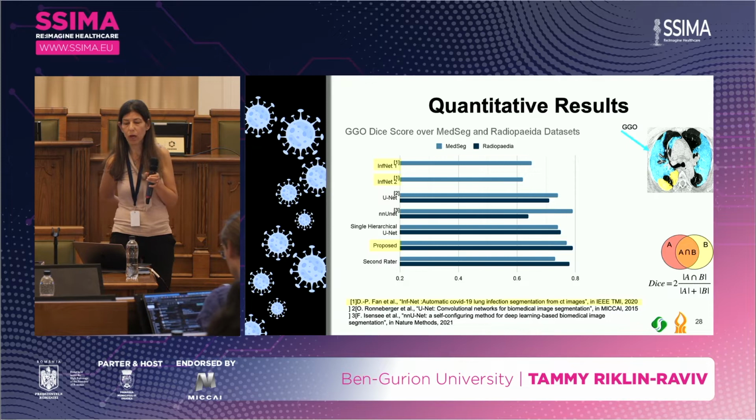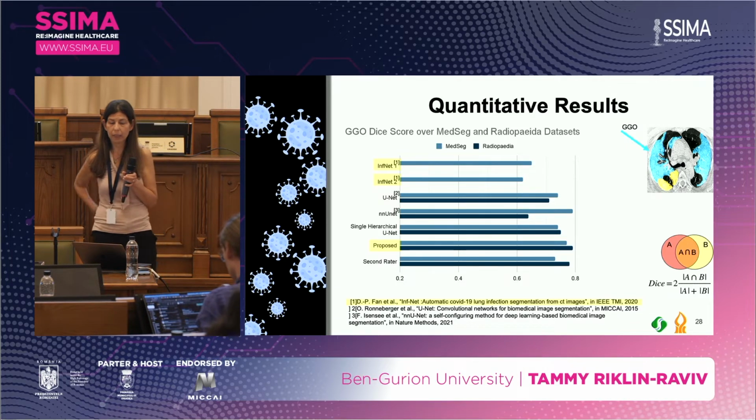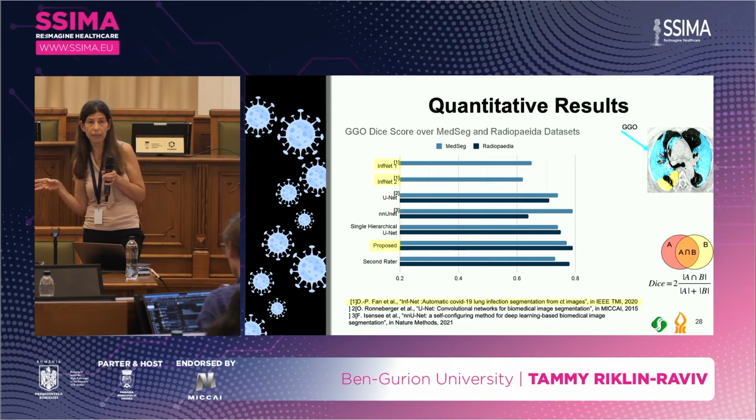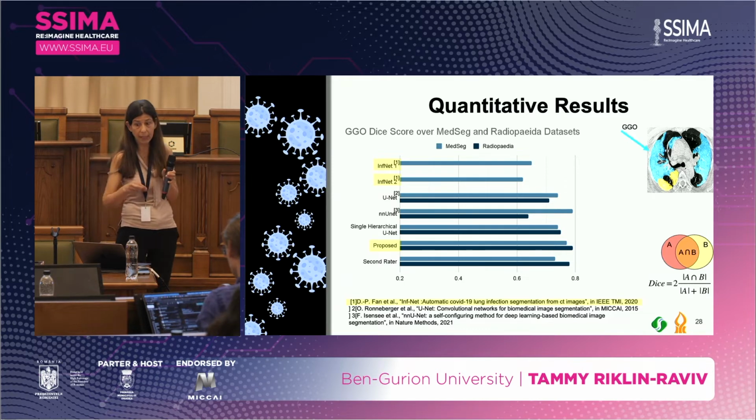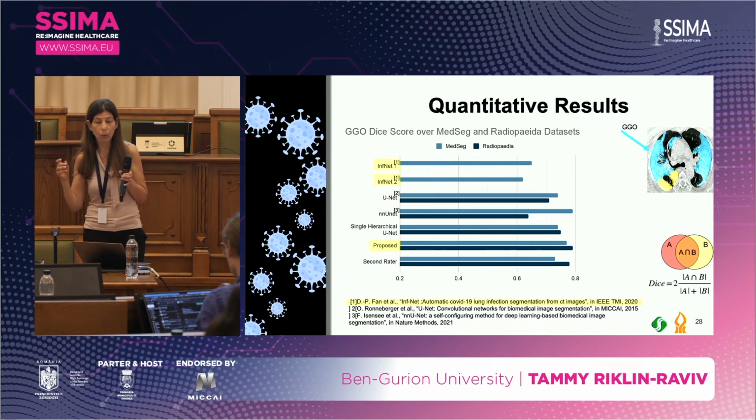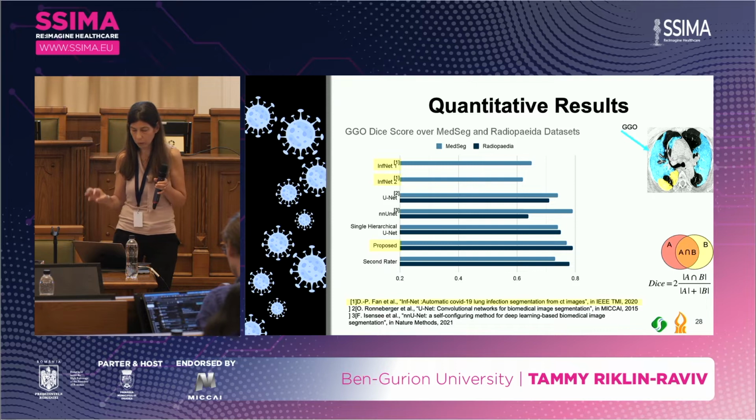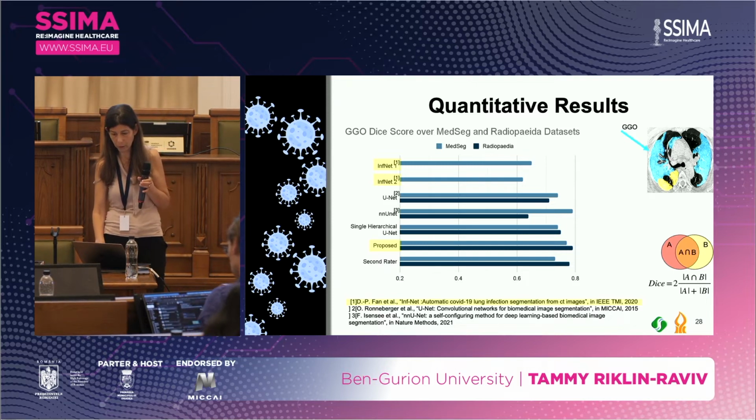The InfNet was not tested on the Radiopedia dataset. I would like to remind you that the MedSeg dataset was used for training and test. It was split, while the Radiopedia volume was used only for testing. So we outperformed the InfNet. We actually outperformed the UNet, which is the baseline.